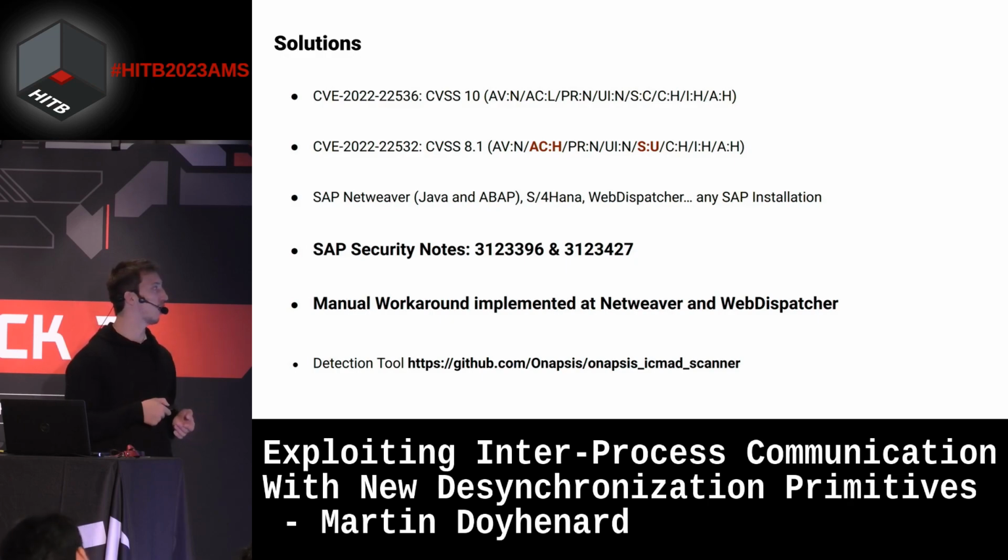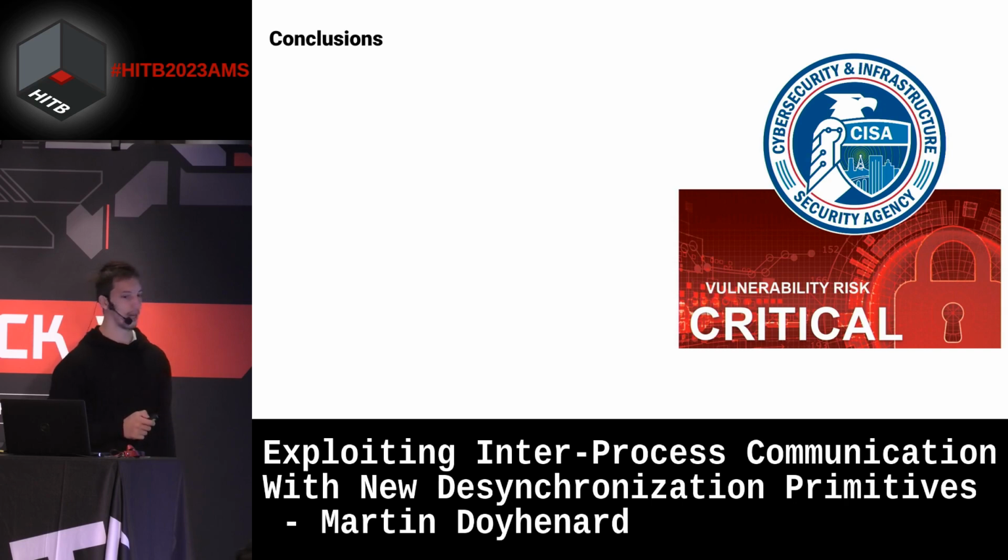These vulnerabilities affect all SAP products. This is the first time that a single vulnerability was affecting all the products in SAP, and more than 20,000 systems were exposed in the internet facing these vulnerabilities. So SAP released a security note, 2 security notes, a manual workaround, and we at Onapsis created a detection tool that was able to determine if you are vulnerable or not, and to specify in which kind of vulnerabilities you were vulnerable. And finally, some conclusions.